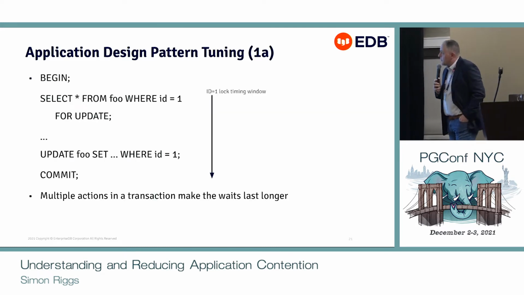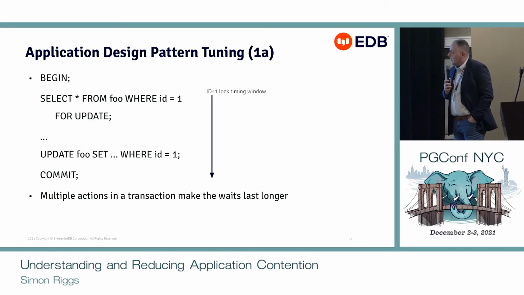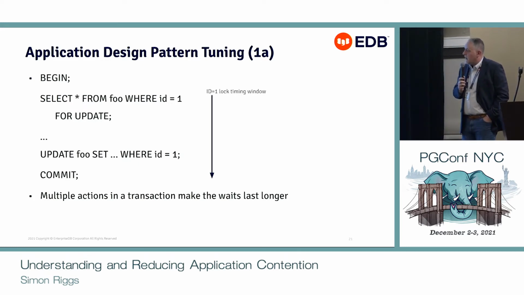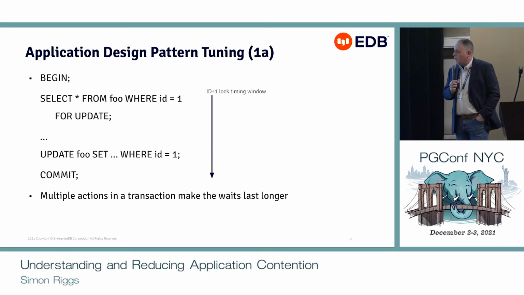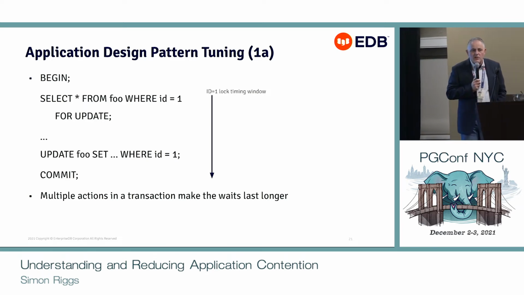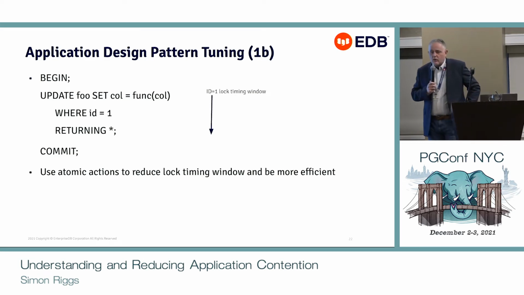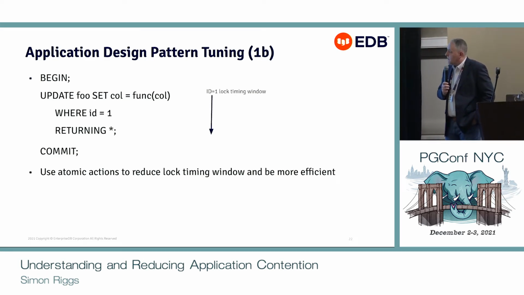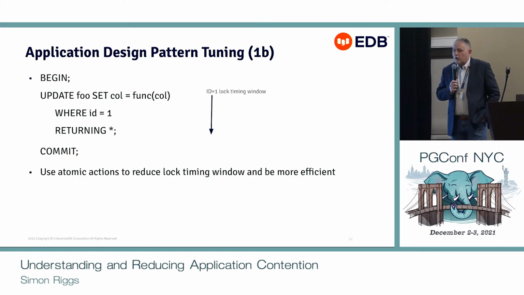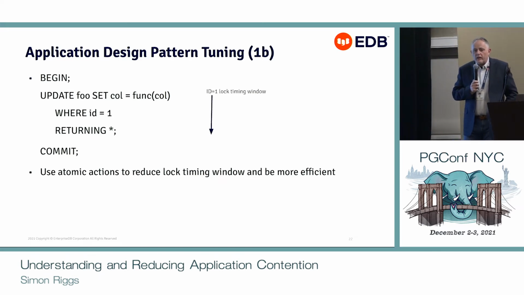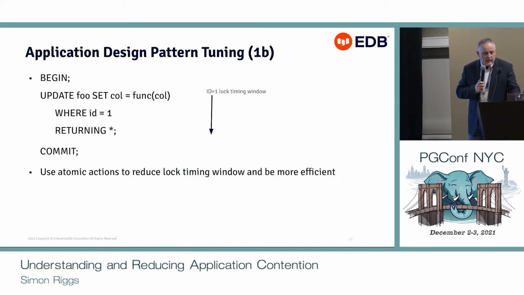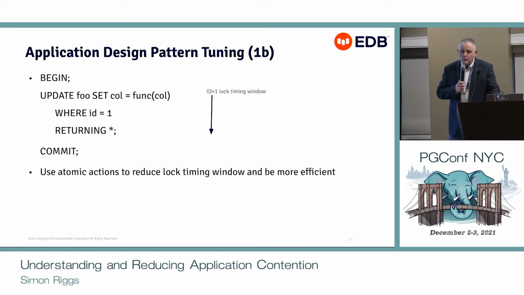So another application design pattern is where we do a select statement with a write lock for update, and then later come back and do an update. Obviously when we do that, the lock window on that particular row lasts significantly longer, and that's why it's a good idea to do that as a single update statement with a returning clause on it, because the lock window is held for a shorter amount of time, and therefore it is both more efficient and lower contention.